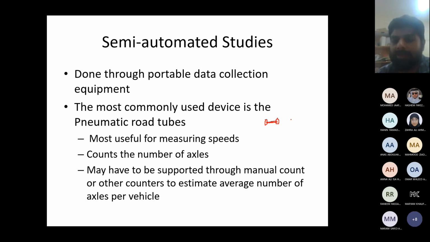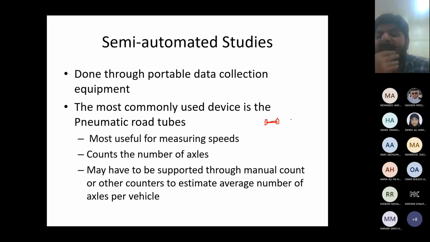So whenever a set of wheels cross the tube, it's an axle. So the main use of pneumatic road tube is to count the number of axles. This is the data which it gives us directly. Then you can also use the pneumatic road tube for measuring speed as well.